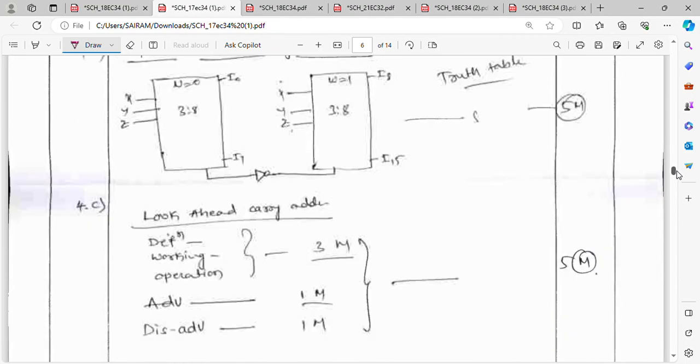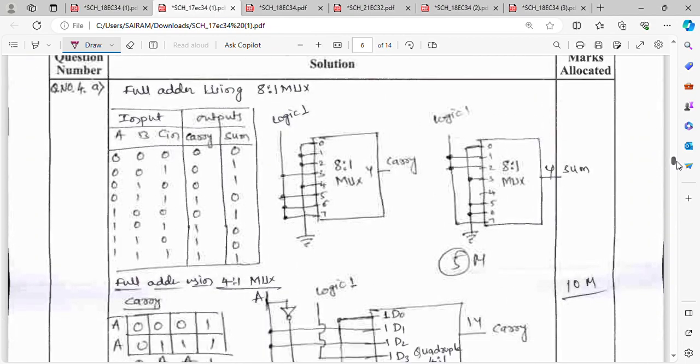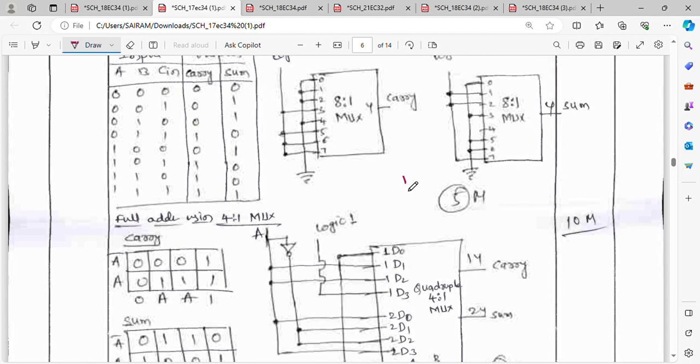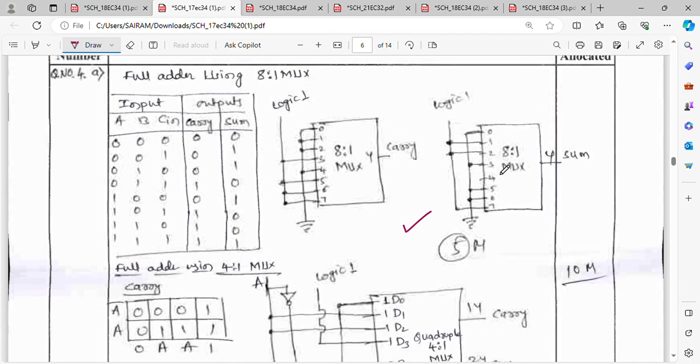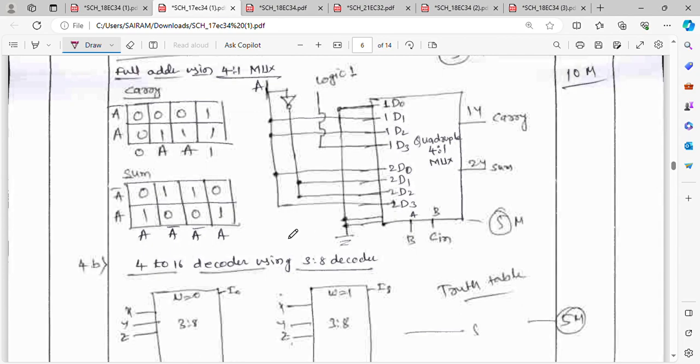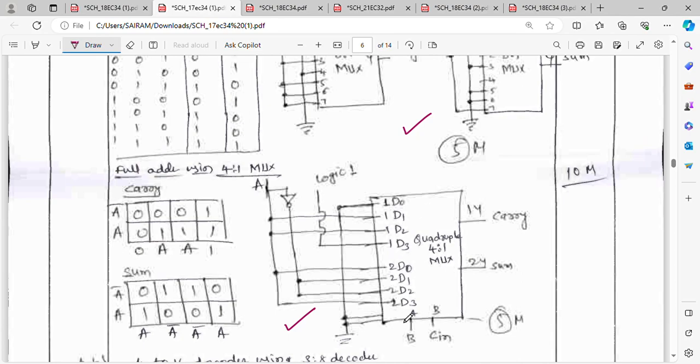So this one I've already told you, right? Design the full adder using 8:1 multiplexer and design the full adder using 4:1 multiplexer. I have taught you in a clean manner. I have told you here you require a quadruple 4:1 multiplexer, or what I can say, two 4:1 multiplexers. We could have taken two separate 4:1 multiplexers for your sum and carry, but what we are doing is clubbing those together. Two 4:1 multiplexers are clubbed together to form an 8:1 multiplexer.